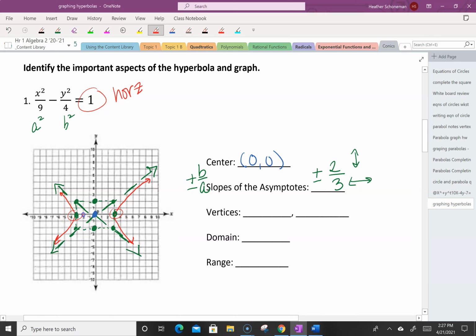These points right here then become your vertices, and to get those points you're just going to read them off the graph.